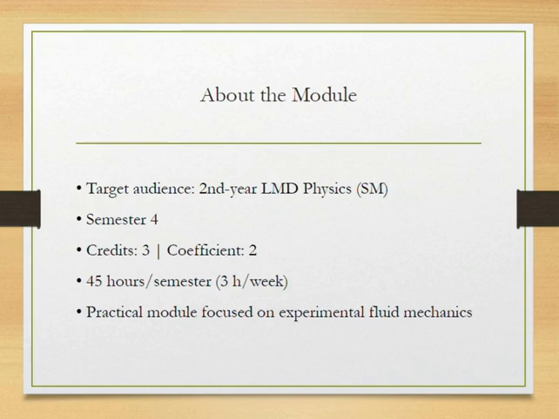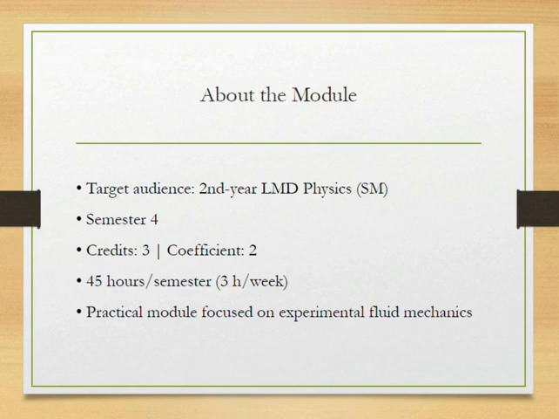This is in the context of the About video required for the training of the newly recruited teachers. When it comes to the targeted audience, this course will be targeting second year LMD physics students, and it will be taught in the fourth semester. It has 3 credits and a coefficient of 2. It will be taught for 3 hours per week, which will result in 45 hours per semester.